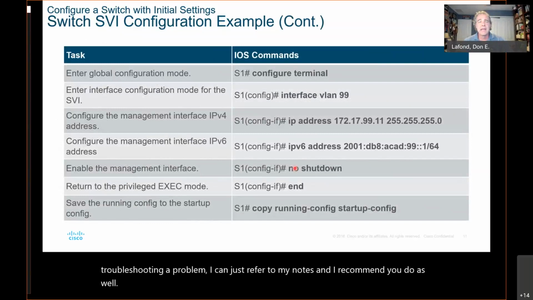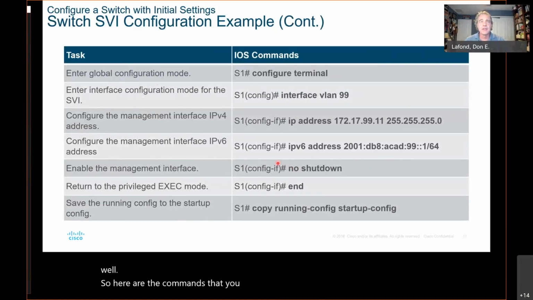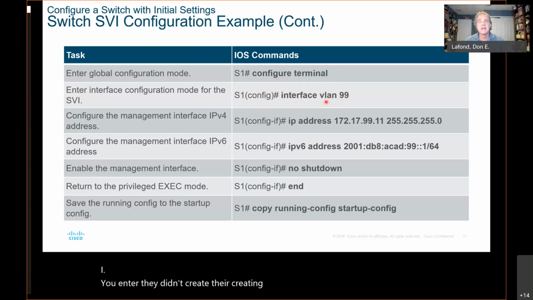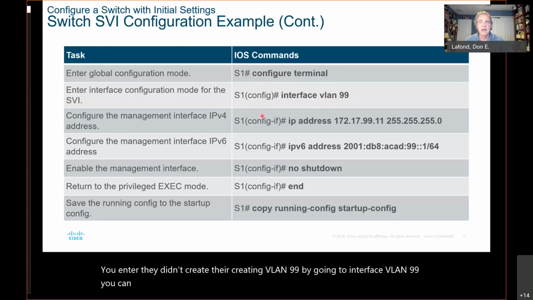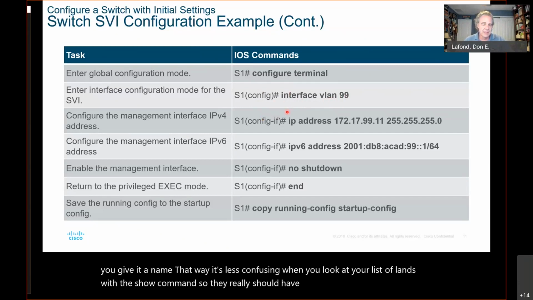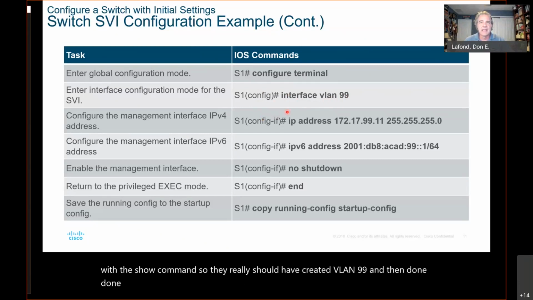So here are the commands that you would actually enter. The first thing you do is go into config t, which enters global configuration mode. Then you create VLAN 99 by going to interface vlan 99. You can create VLAN 99 first, and then give it a name. I highly recommend you give it a name. That way it's less confusing when you look at your list of VLANs with the show command. So they really should have created VLAN 99 and then given it the name command.